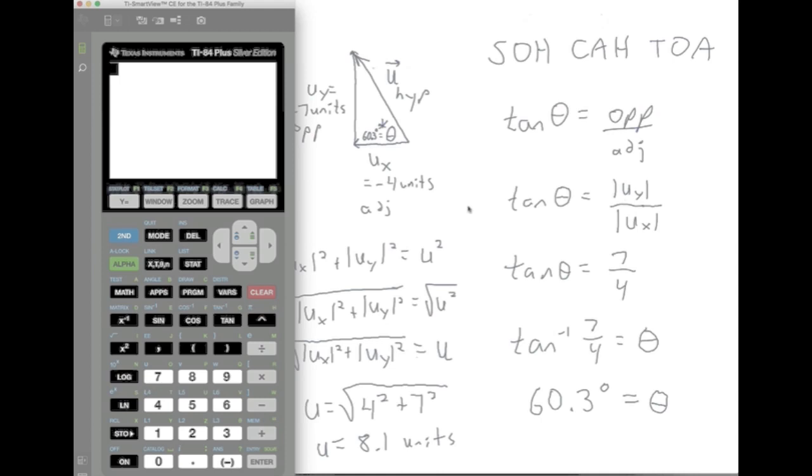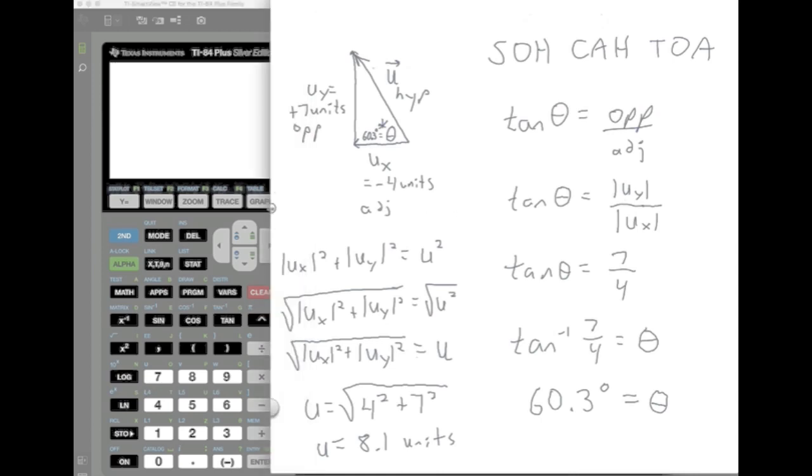Okay. You can do this calculation in one step rather than breaking it up into a bunch of steps, which is what a lot of students tend to do. All right, so then we can say this hypotenuse has a length of 8.1 units.